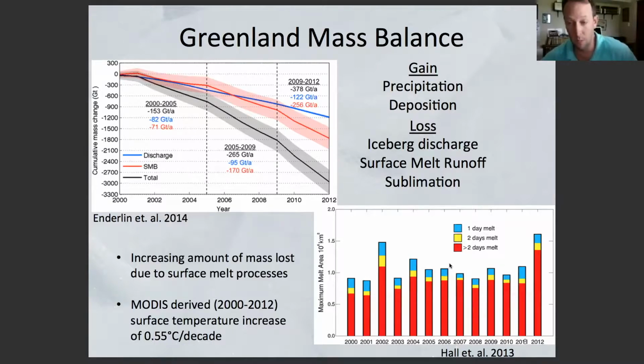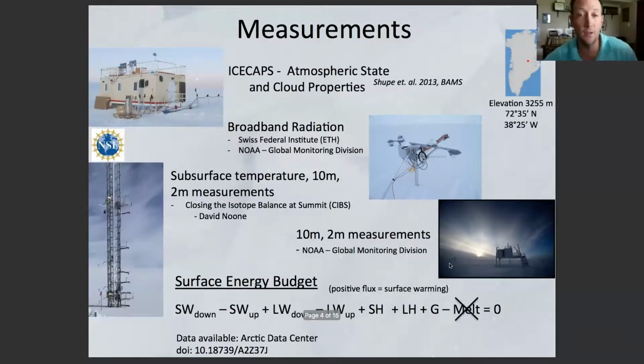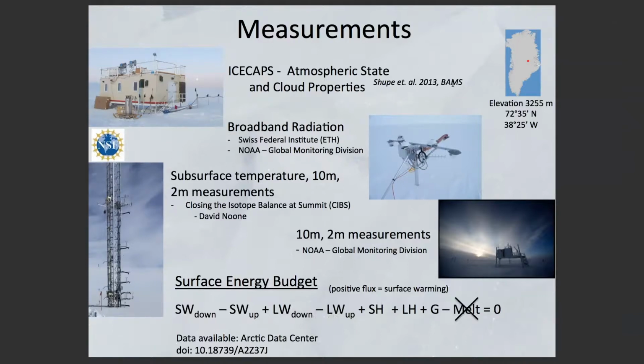So what I'll be focusing on is the drivers of that surface energy budget. And we've been fortunate enough to have a confluence of measurements for a time period up at Summit Station. And Summit Station's close to this red dot indicated by the map up to the right-hand plot of Greenland there.